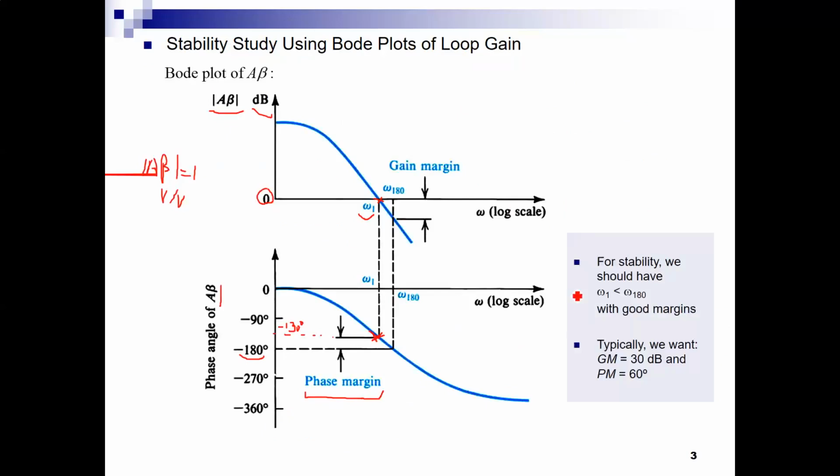Now, let us see. For stability, he is now defining conditions. He is defining omega 180, because I know at which frequency I reach -180 degrees. In this case, I call it omega 180, and it has to happen after omega 1. If omega 180 is greater than the unity gain frequency, I have stability.